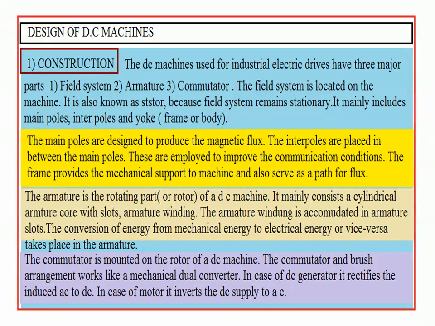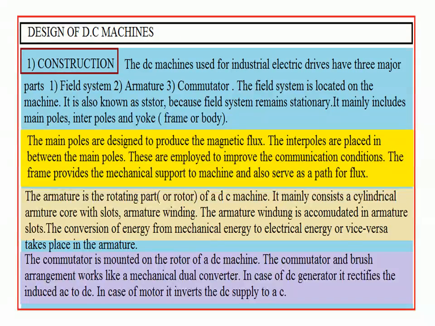The main conversion of energy, from mechanical energy to electrical energy or electrical energy to mechanical energy, takes place in the armature winding, because the same machine can be used as a motor and the same machine can be used as a generator.